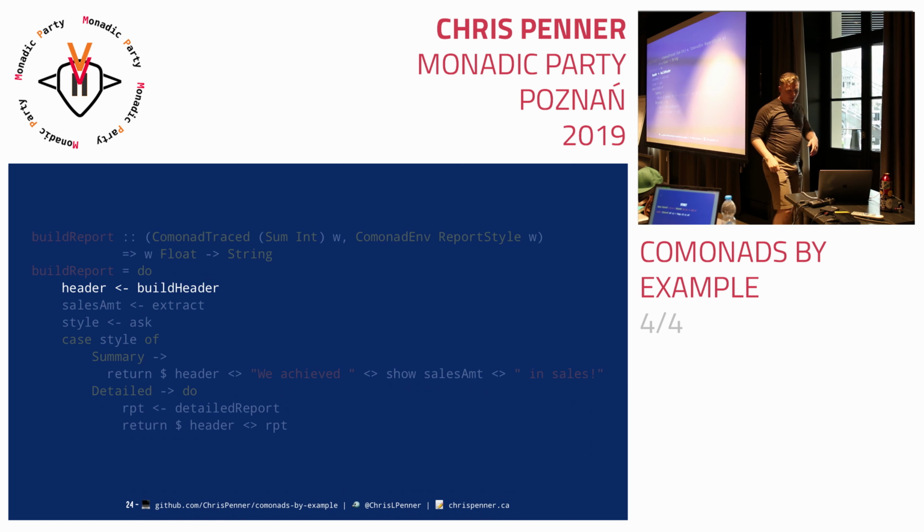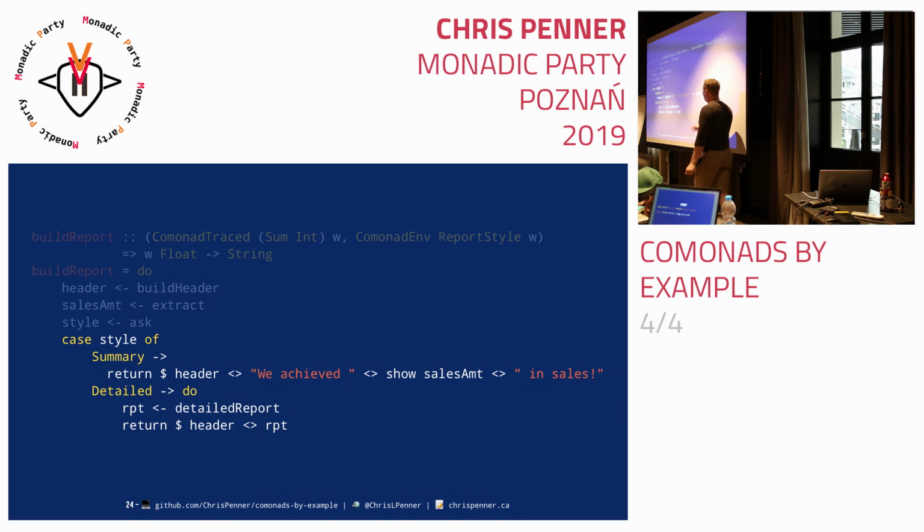So we're going to get the header for the report by querying for the header of the current report with the current report style. We're going to get the current sales amount. We're going to get the current style. Then we're going to use those, and we're going to say, if the style is just a summary report, I don't really want to do this whole detailed report thing. I want to get the header and then just say, well, we achieved this much sales. And if it is detailed, then I'll run the detailed report query. I'll build that thing, and I'll return it and put the header on top. Questions about this huge monolithic thing?